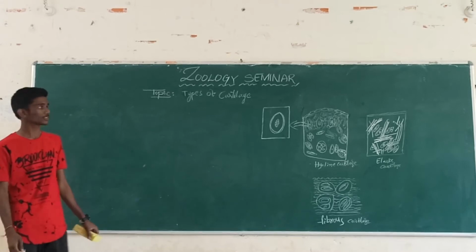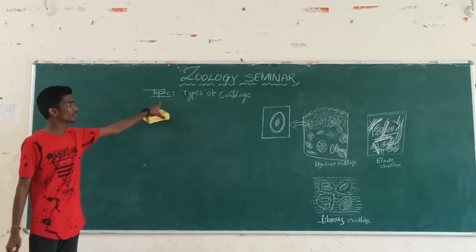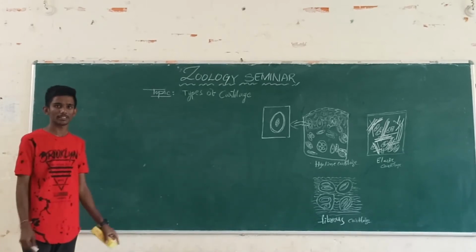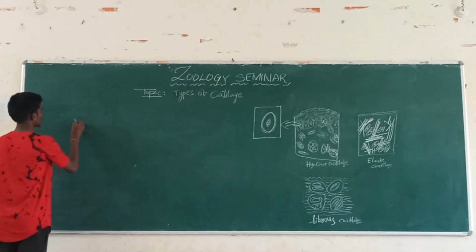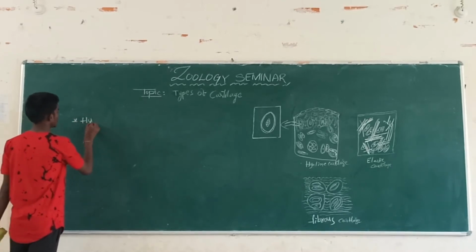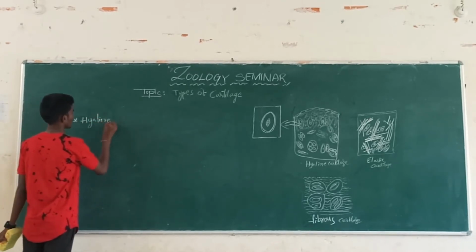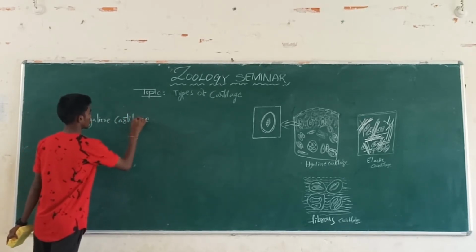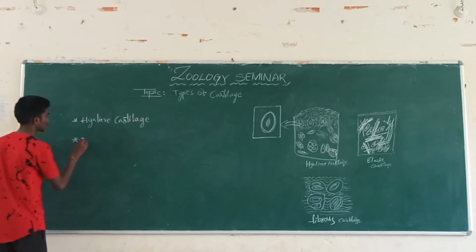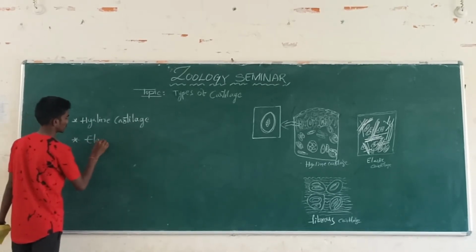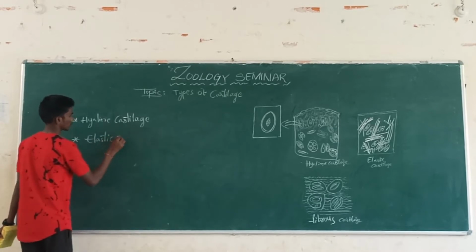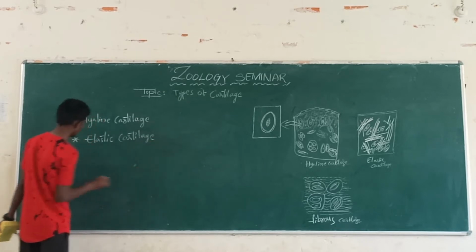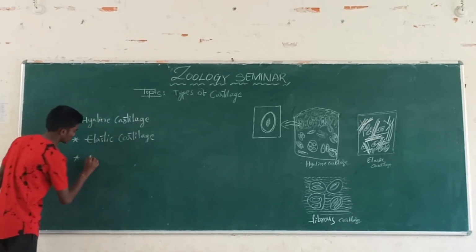Today I would like to talk about zoology, on the topic of types of cartilages. There are three types of cartilages present in our body. The first one is hyaline cartilage. The second one is elastic cartilage. The third one is fibrous cartilage.